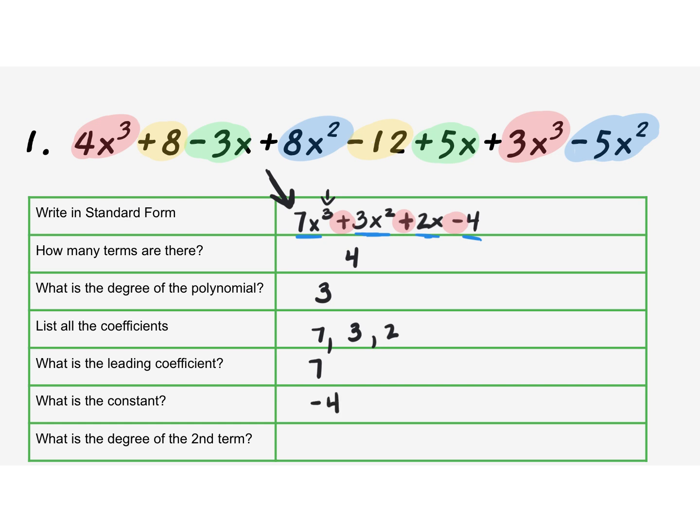And finally, what is the degree of the second term? Well, remember, terms are separated by pluses and minuses. So 7x to the third would be my first term. My second term is going to be 3x squared. So it wants to know the degree. Remember, the degree is your little tiny number. So my degree on that one's going to be a 2.